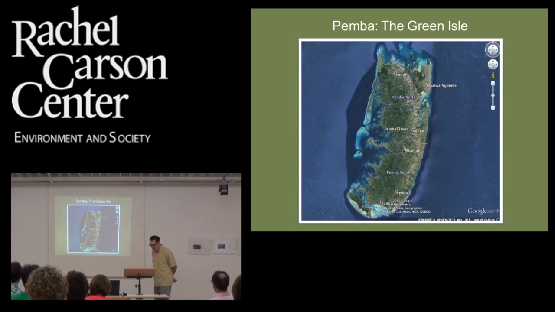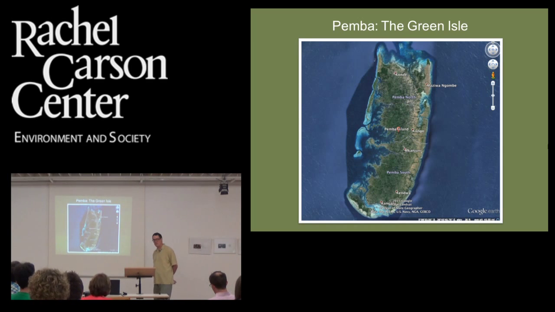Right, so here's Pemba. Pemba Island is a small place. It's about 984 square kilometers. From south to north, it's 67 kilometers. From east to west, it's anywhere from 10 to 15 to 20 kilometers across the island. It sits at about, I think, 3 degrees south of the equator.